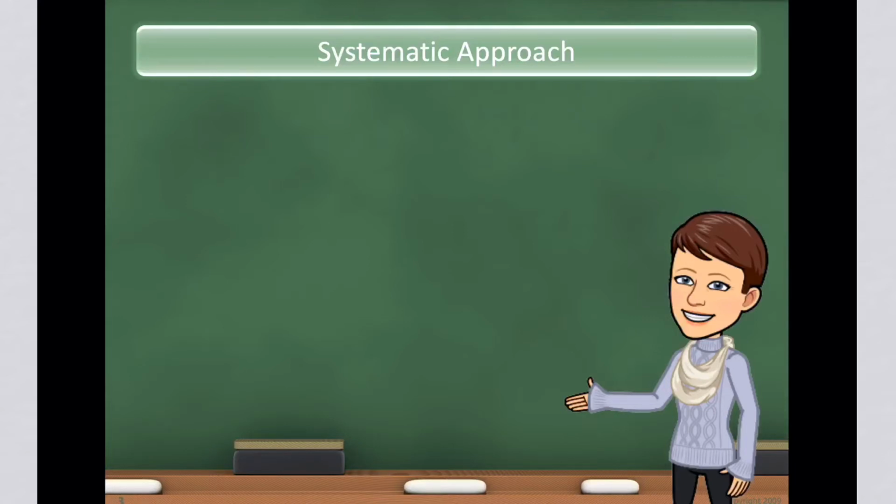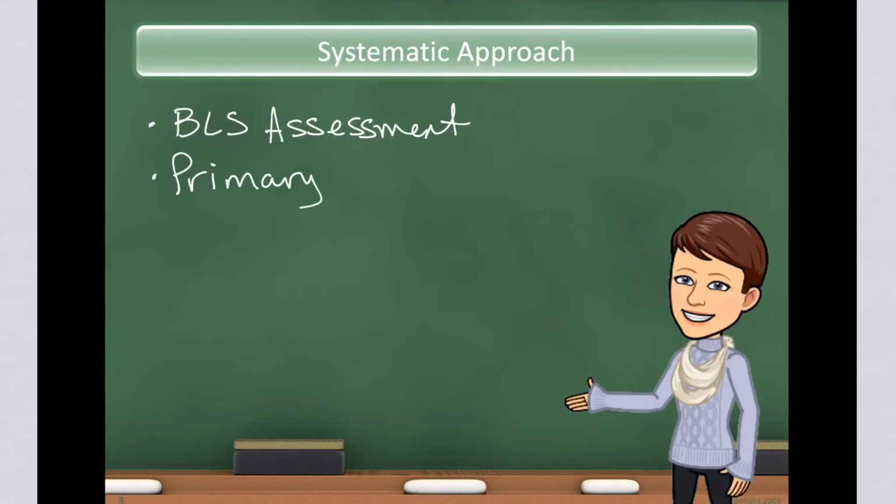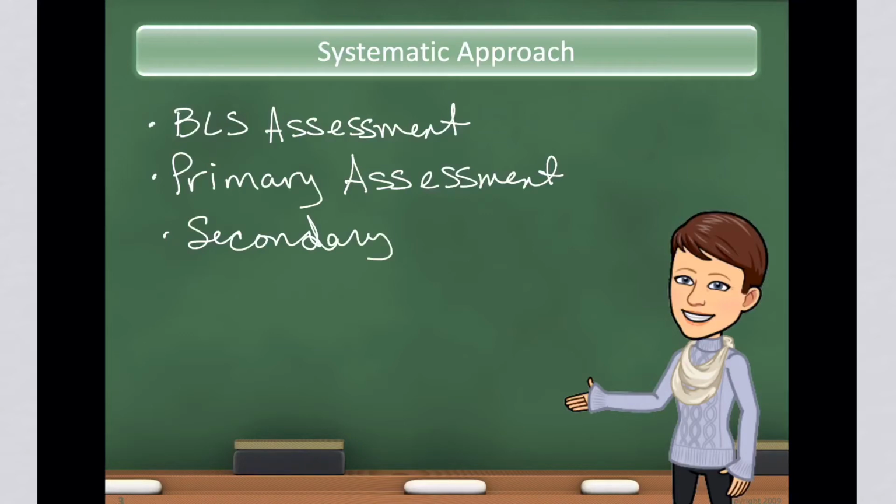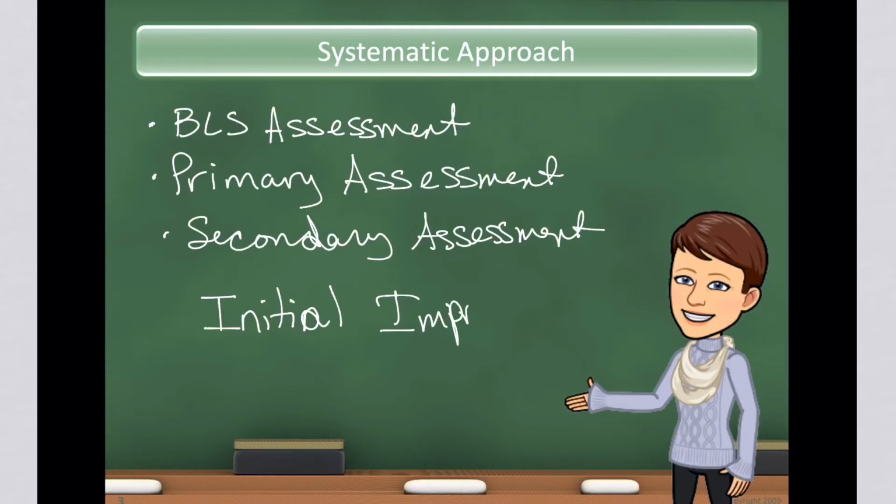Remember that the systematic approach video talks about three components of the systematic approach: the BLS assessment, the primary assessment, and also the secondary assessment. It actually opens up by mentioning that all of these are performed after getting your initial impression of the patient. And they didn't talk too much about the initial impression. I'd like to talk about that for just a little bit.